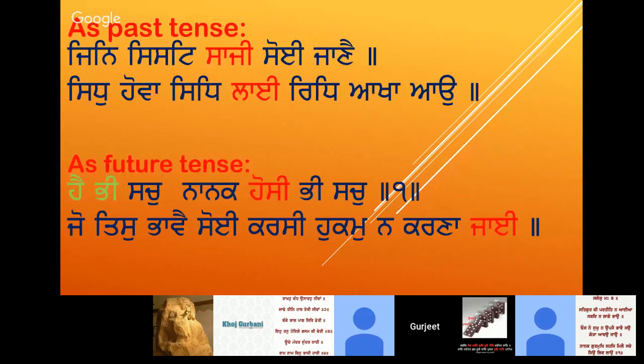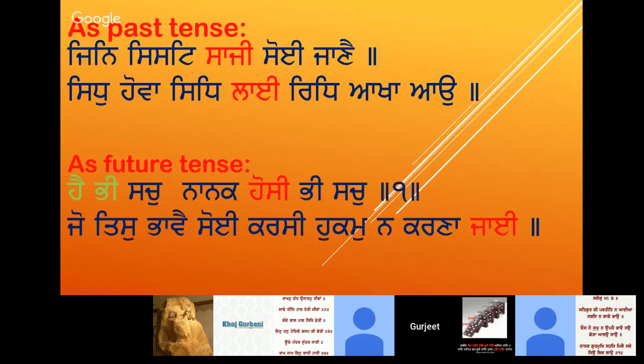It's all Bihari working here. Jinn is singular. Srishta Saji. Soi jana. This is a past tense because the action has already happened. Siddh homa, siddh lai, rid akha, ao. If I was a siddh and I do this action, it is past tense, and for future tense we have the first shlok.